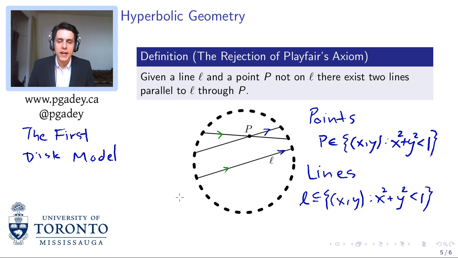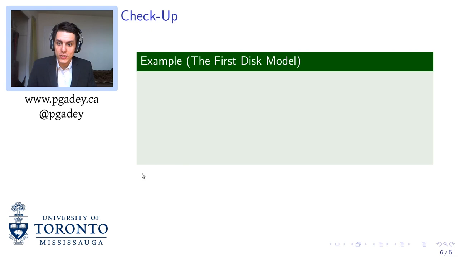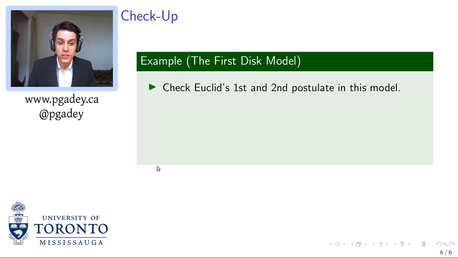So this satisfies the rejection of Playfair's axiom, and it suggests that it's possible to have a geometry where Euclid's fifth postulate fails. Okay, so just to see if you've got a handle on the model, we're going to do a couple of checkup exercises regarding this model and the notion of a non-Euclidean geometry. So here's our first disk model. First, I'd like you to check that Euclid's first and second postulates hold in this model.